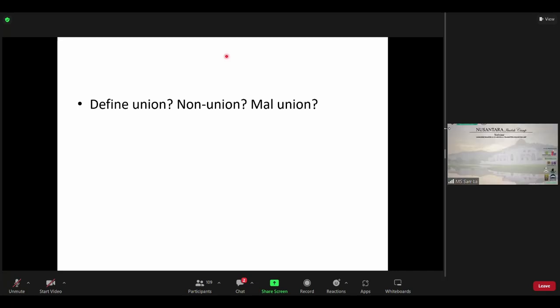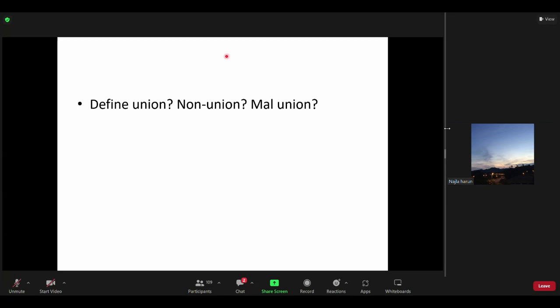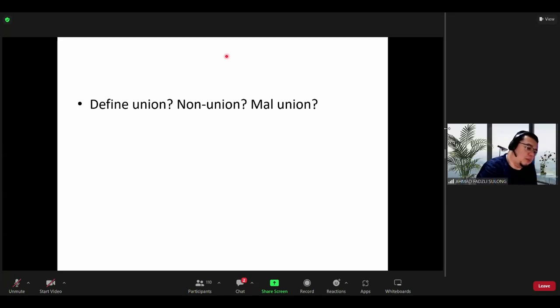Within 6 months. Within 6 months, within the expected time. So how long do you expect a fracture to unite? How would you define it? 6 months? 9 months? 11 months?